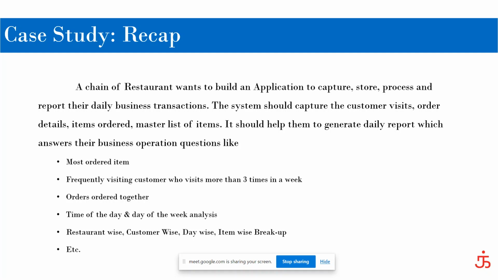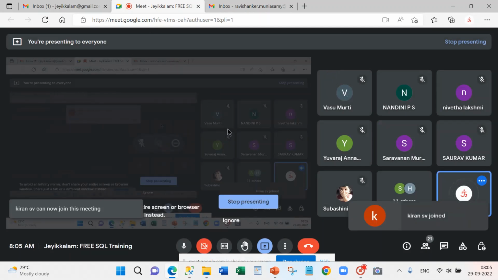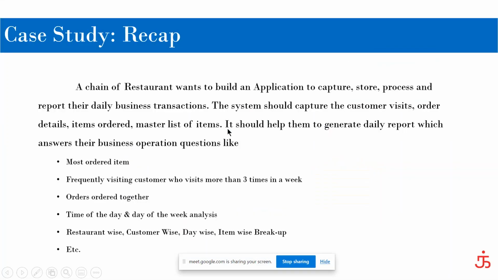In this case, a chain of restaurants wants to build an application. That is the whole business use case, where we are trying to capture the customers, orders, and the master item, which is nothing but the menu card. That is the use case that we are working on.